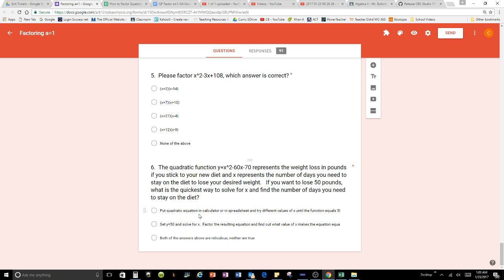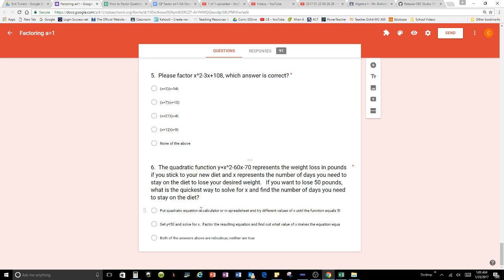Number 1, put the quadratic equation in a calculator or in a spreadsheet and try different values of x until the quadratic function equals 50. Okay, that's one. The other solution would be to set y equal to 50 and solve for x. Factor the resulting equation and find out what value of x makes this equation true. Then finally, both of the answers above are ridiculous. Neither are true. Actually, the second answer is true.